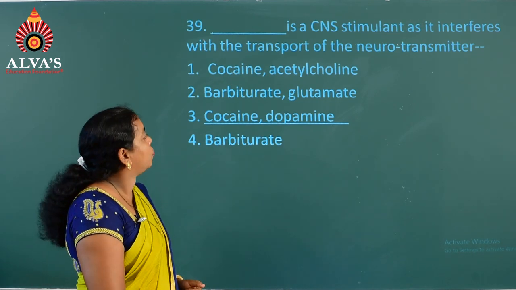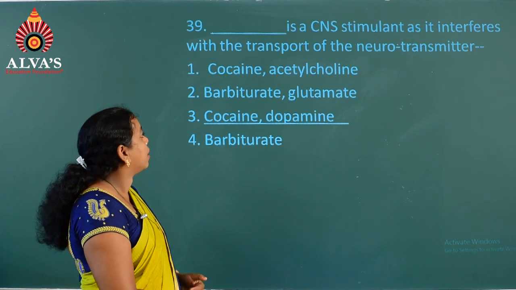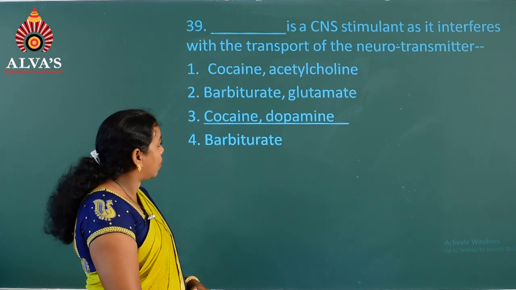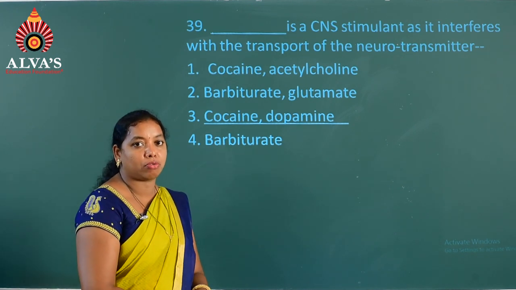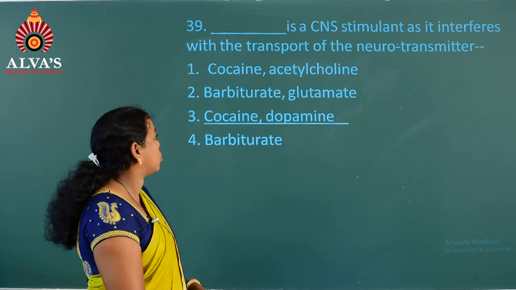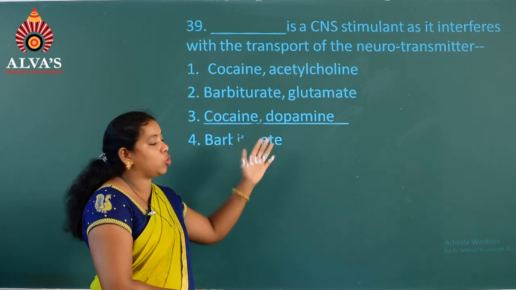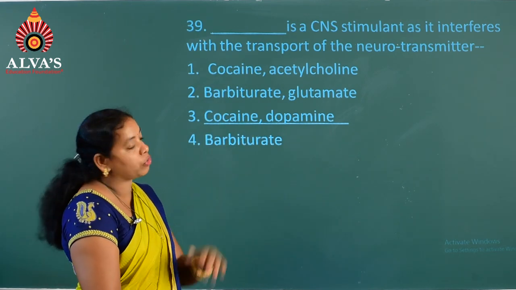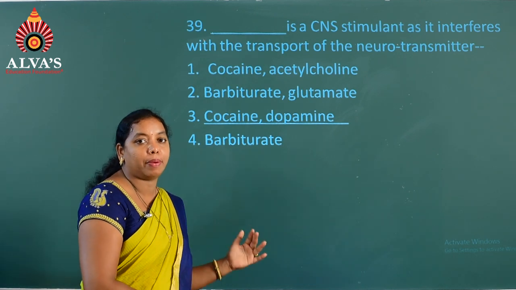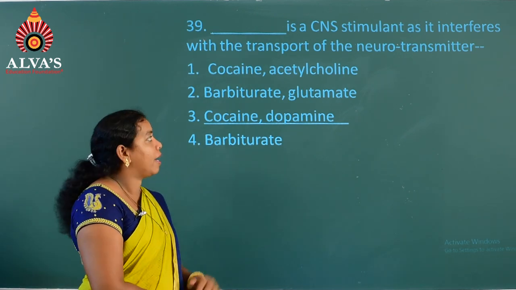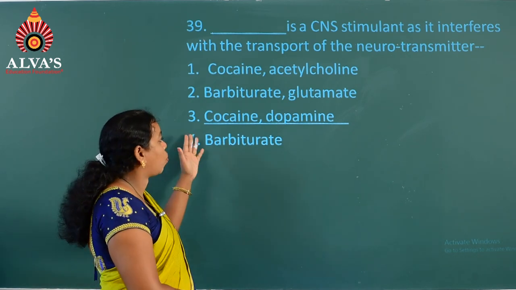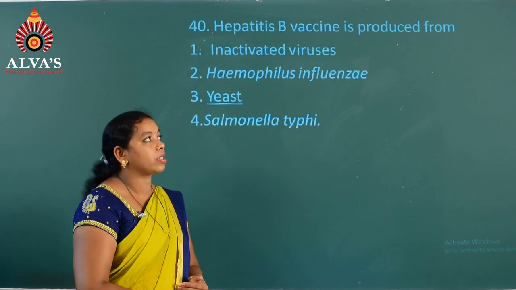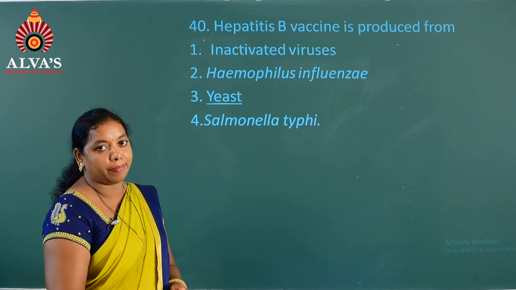Generally, barbiturates, if you consider, cause depressant disorders. Cocaine with dopamine delays or inhibits the functions of neurotransmitters. Hence, the correct option for question number 39 is the third option, cocaine and dopamine. Let us discuss the next question, question number 40.